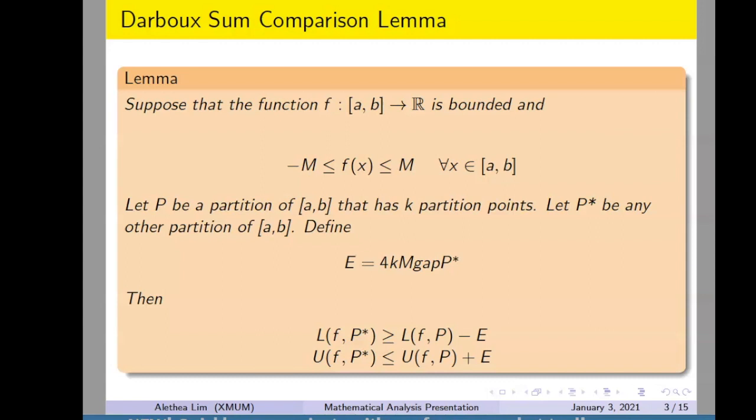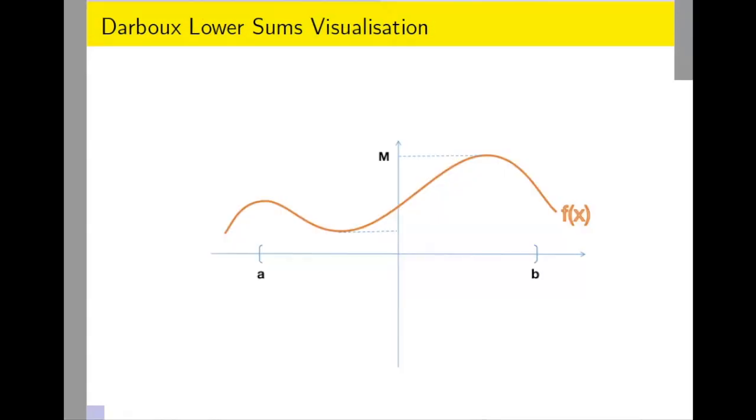We want to prove that the Darboux lower sum of f, P star is greater than or equal to the Darboux lower sum of f, P minus E. And the Darboux upper sum of f, P star is less than or equal to the Darboux upper sum of f, P plus E. Here's a visualization of the Darboux lower sums.